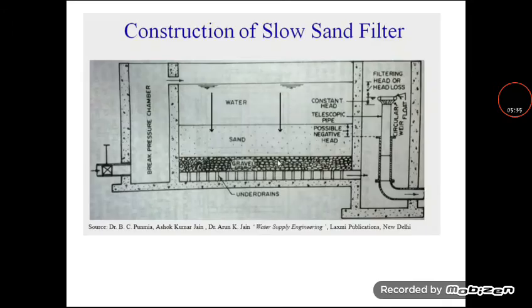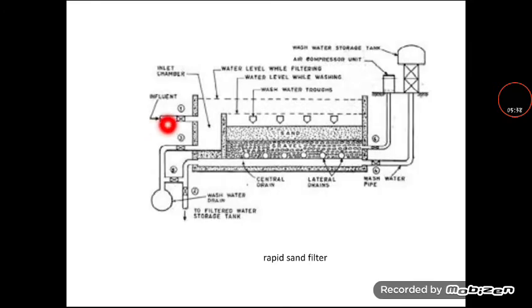the rapid sand filter. In this also there is an inlet chamber, and here the water head is available, that is, water is stagnated over the filters of sand, that is fine aggregate and coarse aggregate. Here also there are laterals and a central drain, which is used to collect the water from all the lateral drains. Then the water is brought to the next unit operation or unit process or next storage tank.